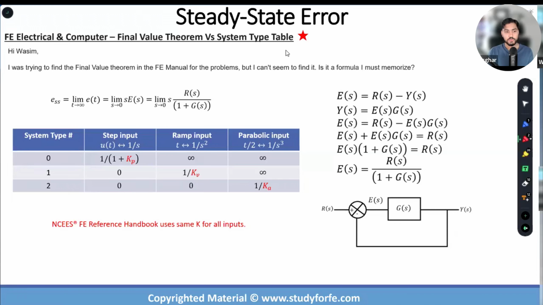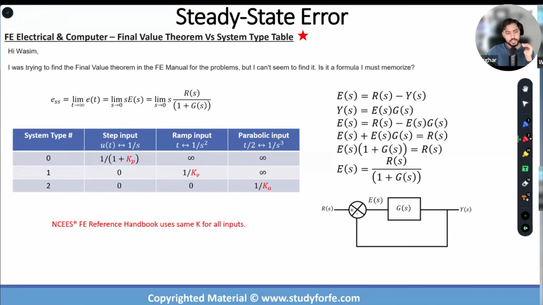Steady state error is one of those topics where you have to recognize that despite the fact that there is an entire table provided in the reference handbook, under instrumentation and controls, I believe, right? Instrumentation, measurement, and controls. Yeah. And it is titled as steady state error. It is not the best way to approach it. Do you guys agree with me or not?